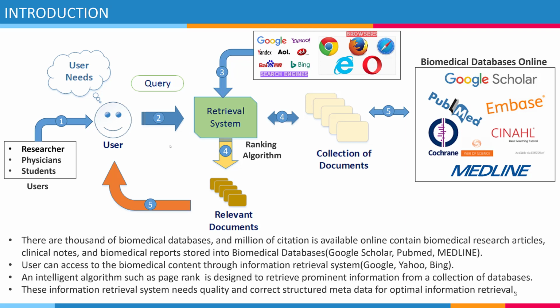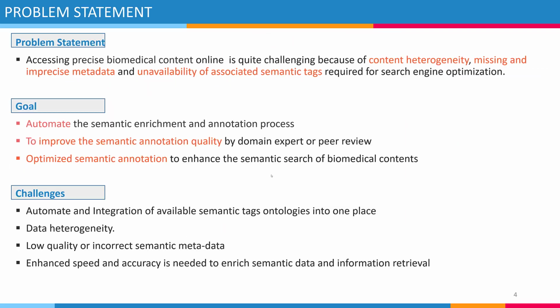In the diagram, the user queries the information retrieval system to access relevant documents from the collection of documents available in these databases. The search engine works hard to access the documents, and ranking algorithms have been designed to retrieve query-relevant information for the users. But challenges still remain for the user in accessing relevant information because of content heterogeneity, missing and imprecise metadata, and unavailability of associated semantic tags required for search engine optimization.